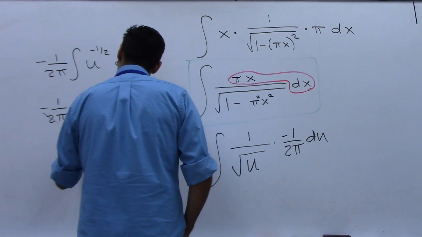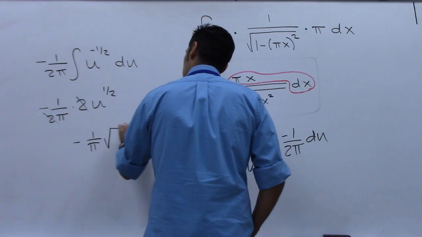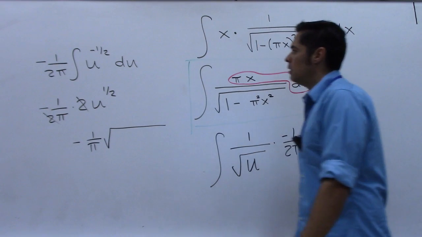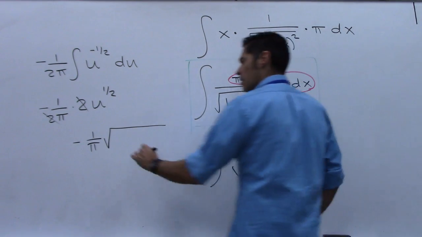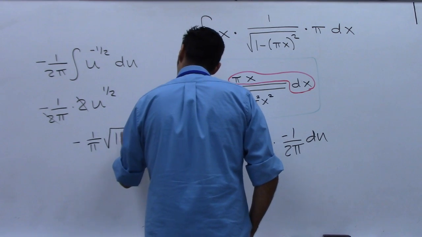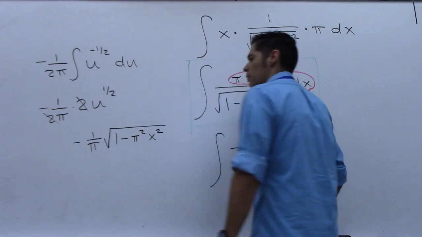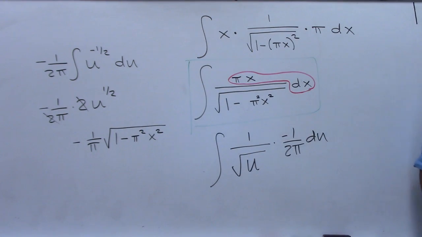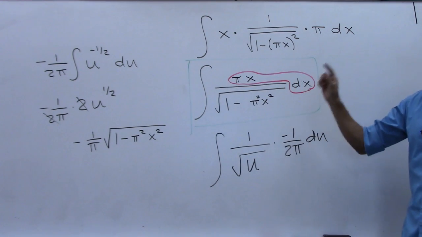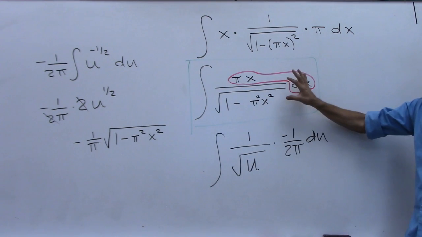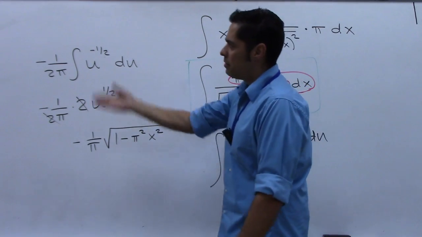Negative 1 over pi square root of, what was u? 1 minus all that junk, right? 1 minus pi squared x squared. Plus c. I'm going to bring it at the end, because this isn't my final answer, right? This is just that green part. Now I need the u v minus this, right? So everything, well, I erased the formula, oh well.